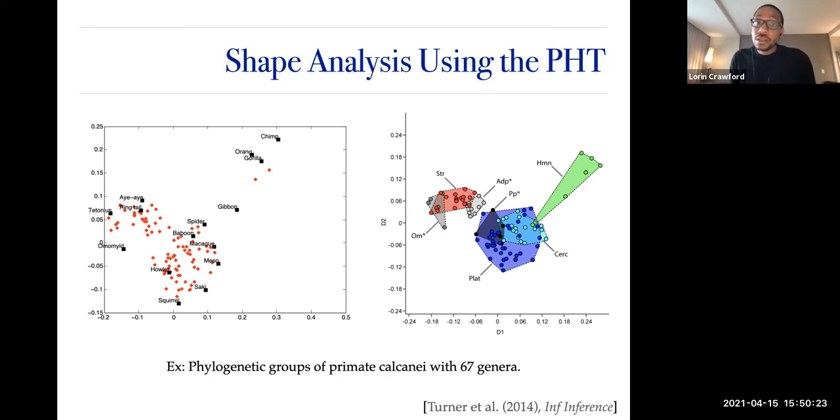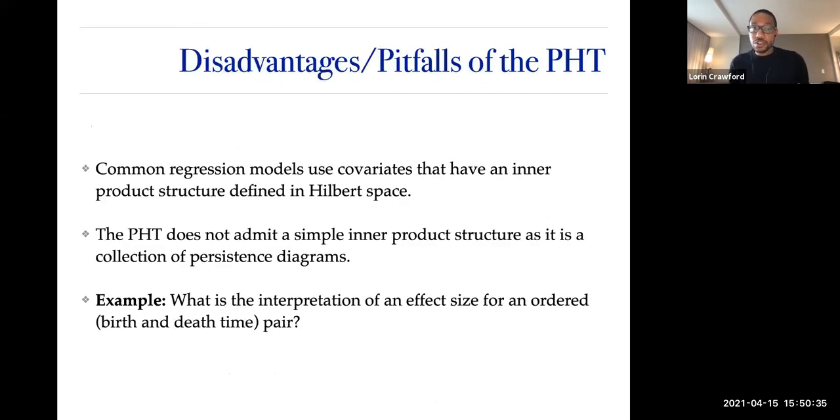Okay. Now, what's my issue still with the PHT? Well, the PHT still doesn't give me what I really want, right? It's nice that I can now compare three-dimensional objects, but I'm still left with this landmark issue, which is that common regression techniques have a nice inner product structure for their covariates that are defined in some Hilbert space, right? The PHT still gives me a birth and death time pair.